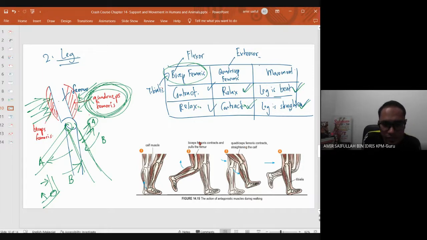Okay, guys. So you see, when the bicep femoris contracts, it will pull the femur, so that the leg is bent. Right? When the quadricep femoris contracts, it will straighten the calf. Okay, it will straighten the leg. Sorry, this is not the femur, this is the tibia. So, the leg is straightened. So, that is how you can walk. It is by the antagonistic movement of the bicep femoris and quadricep femoris.